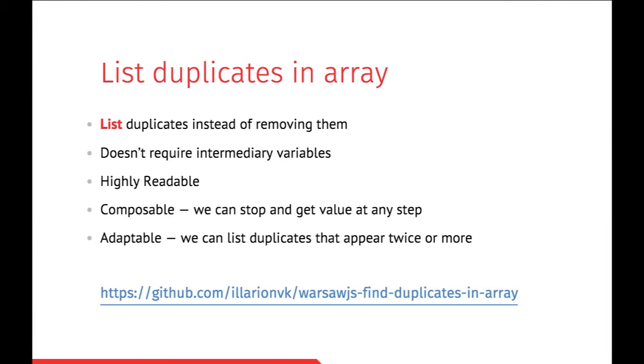Practical example. This is what I talked about in my first appearance on WarsawJS stage. I was doing a small lightning talk about my findings on how to list duplicates in an array. Please note, list duplicates instead of removing them. Almost any library has a deduplication method. But what if we want to find the duplicates and know where they are, what they are? So we want to list duplicates. And I also wanted to have a highly readable solution.